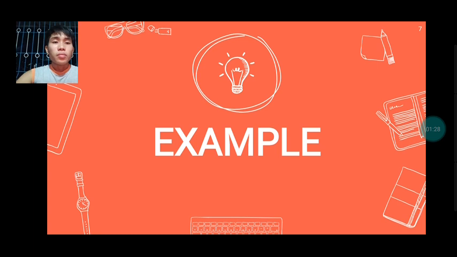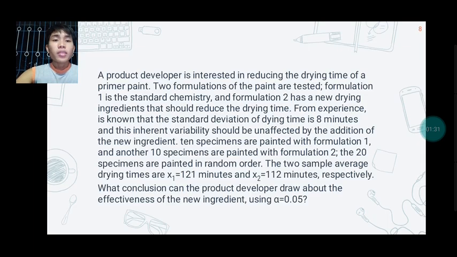So example, a product developer is interested in reducing the drying time of a primer paint. Two formulations of the paint are tested. Formulation 1 is the standard chemistry and formulation 2 has a new drying ingredient that should reduce the drying time. From experience, it's known that the standard deviation of drying time is 8 minutes, and this inherent variability should be unaffected by the addition of the new ingredient.